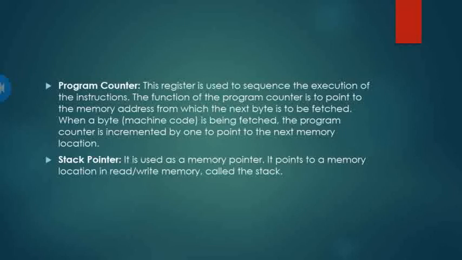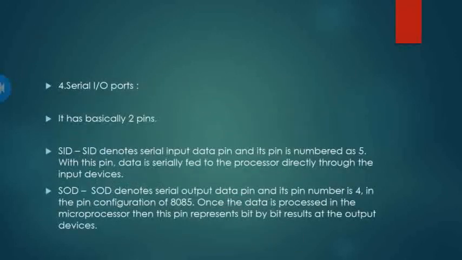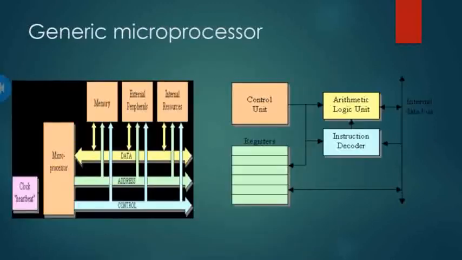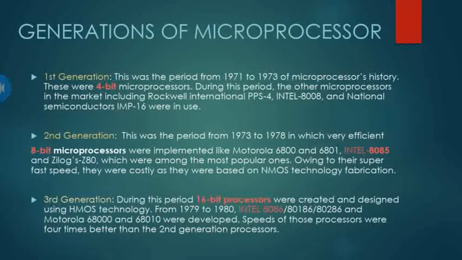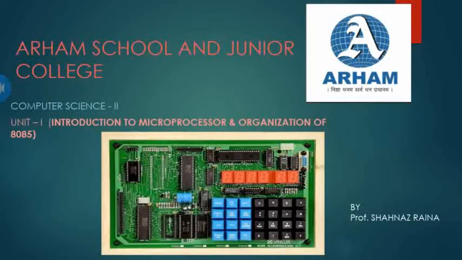So students, with this we have finished first unit of CS2. In this we have covered so many important topics. So with this we have finished the first unit of CS2, Introduction to Microprocessor and Organization of 8085. The weightage of this unit is 25 marks in your exam.